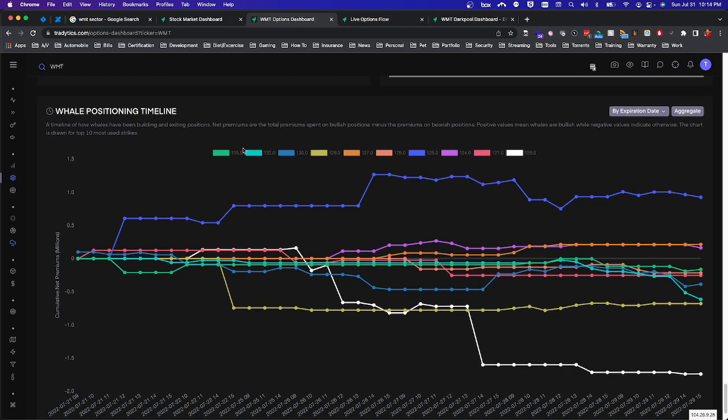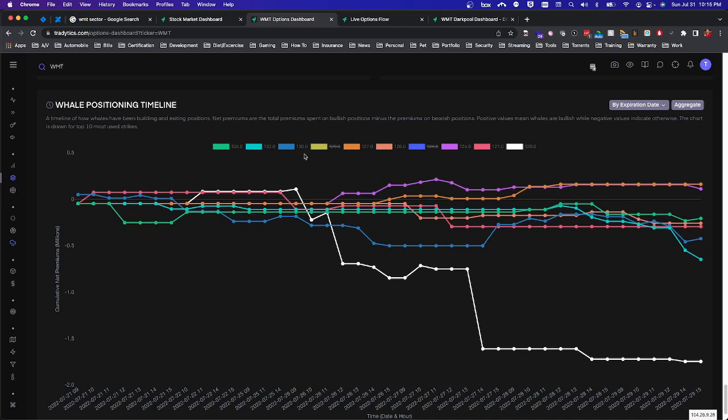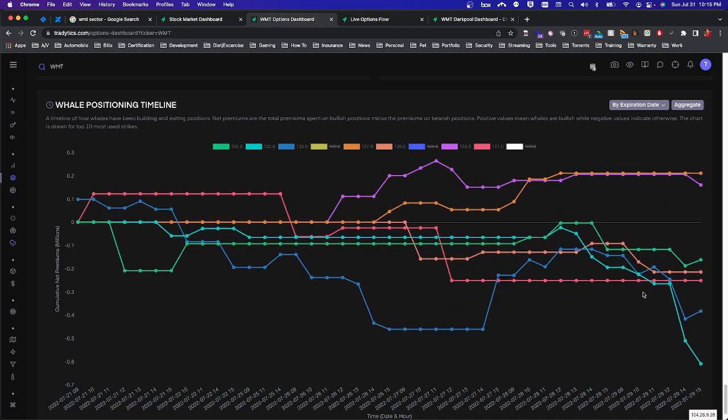And then lastly, we can look at whale positioning, so big money positioning, and we can see that they went very bullish on this 125 strike, and then it's been sort of flat since then, starting to come down. More recently, they've been bearish on the 120 strike and the 129 strike. Let's get rid of these big ones that have been flat, and take a look at this stuff.